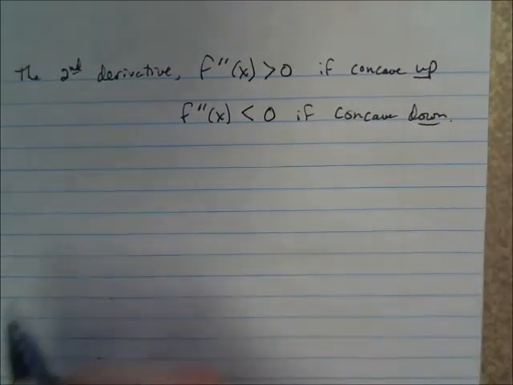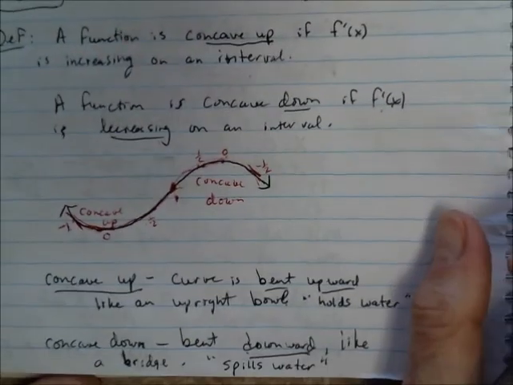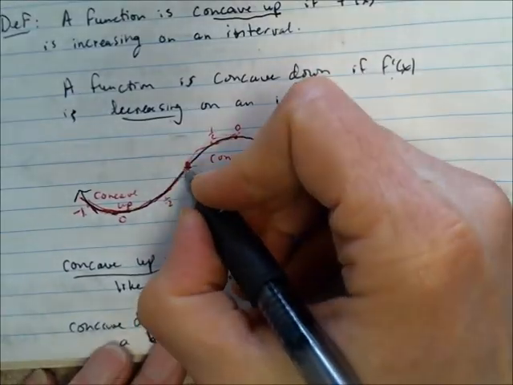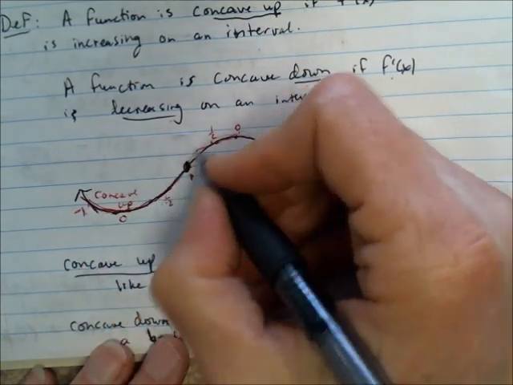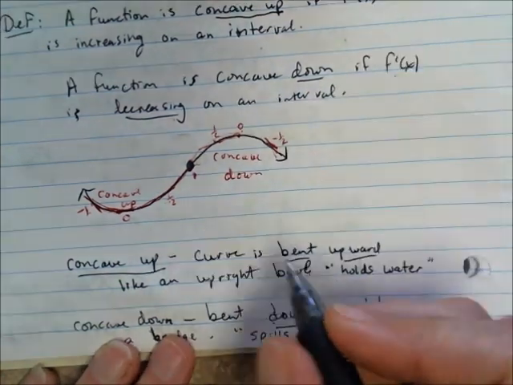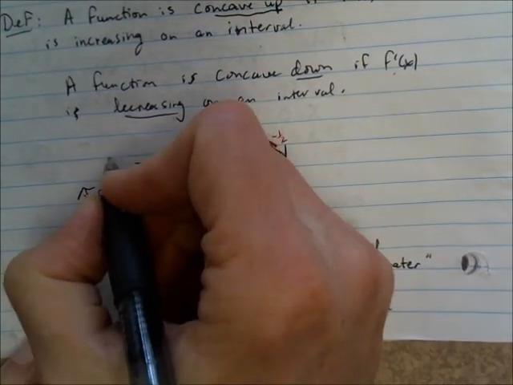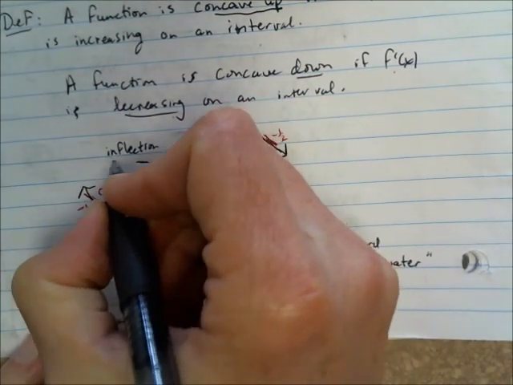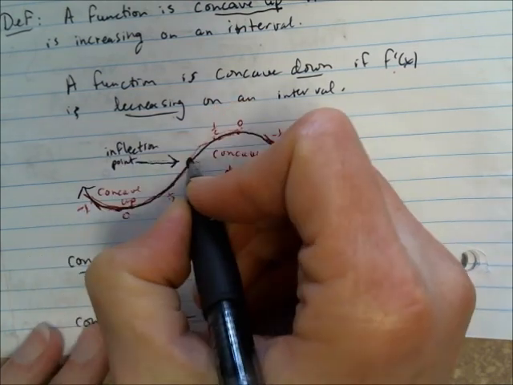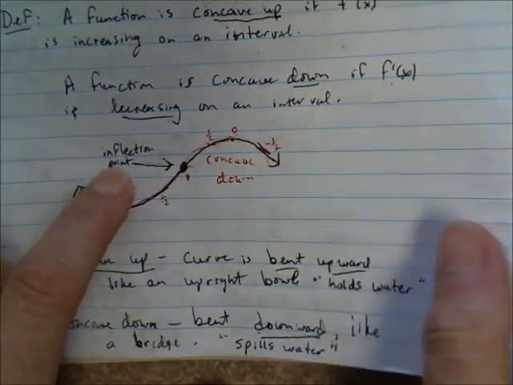Which brings us to another vocabulary word. Let's just take a look at this graph over here. There's a point where the concavity changes. Looks like it's about right here. It goes from an up to a down. And this point right here where the concavity changes, it's called an inflection point. This point right there. So that's an important vocabulary word of the day too, inflection point.